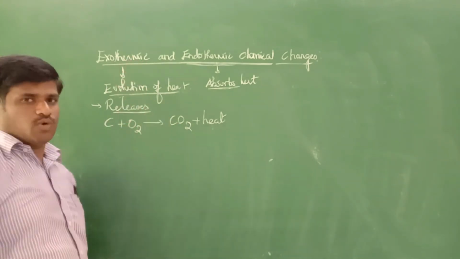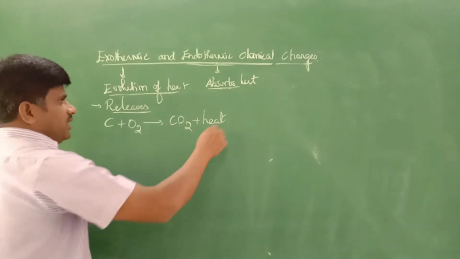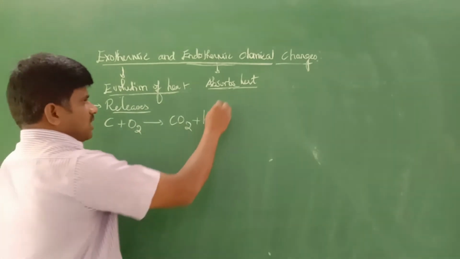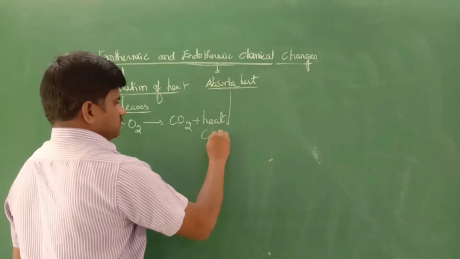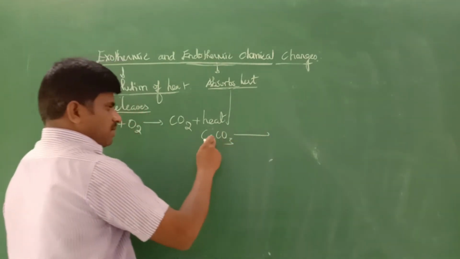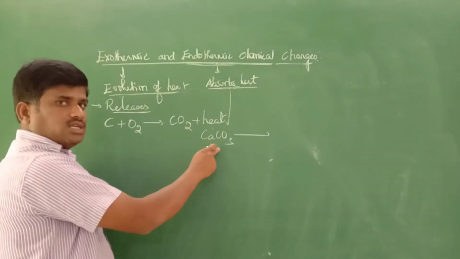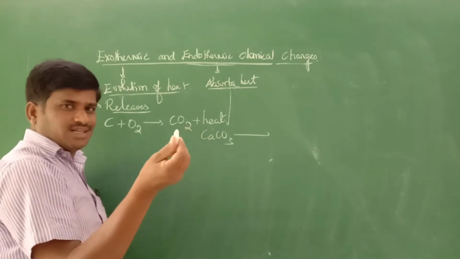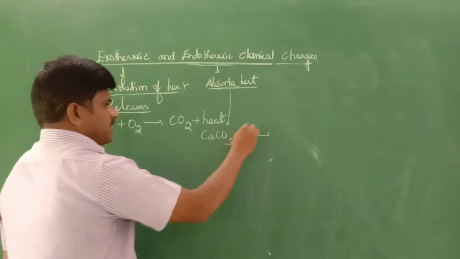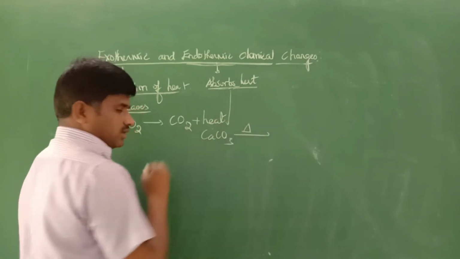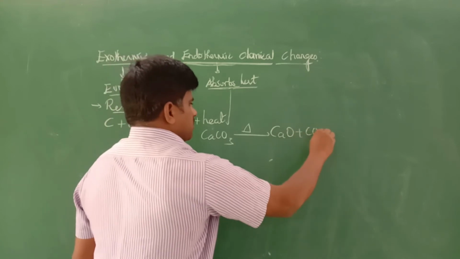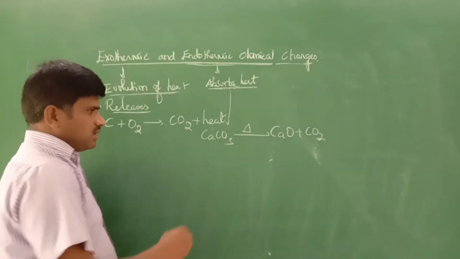Now for absorption of heat, you take calcium carbonate. This is marble, marble chips or a chalk piece, made up of calcium carbonate. When calcium carbonate is heated, it forms calcium oxide plus carbon dioxide.